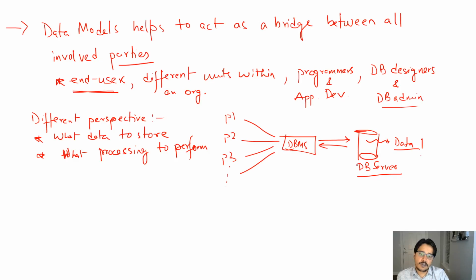Right? So in order to achieve that, these different perspectives coming from the different involved parties need to be somehow merged together into a single view of your data, right? And the tool that helps us achieve that are data models. That is the reason why the data model is the first step towards any database design. We have to adopt a data model and then go forward with it.